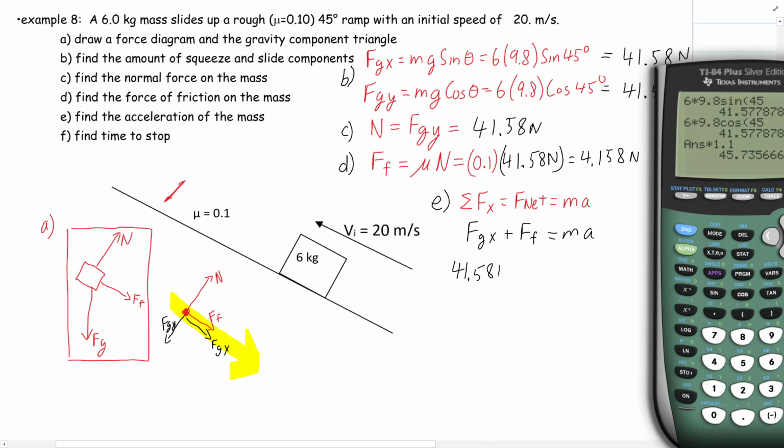41.58 newtons plus 4.158 newtons is equal to, the combination is 45.7, and this rounds up to 45.74 newtons. I'm just holding my hand up in the air. Here we go. Equals ma, which is 6 times a. So divide this by 6, and that'll be your acceleration. Acceleration is equal to 7.623 meters per second squared down the slope.